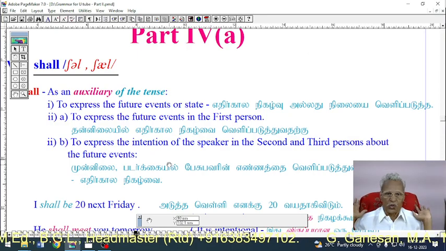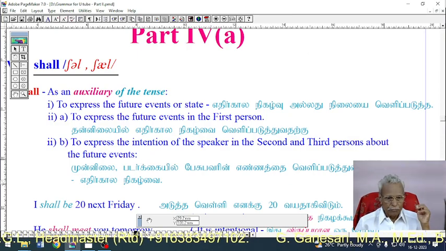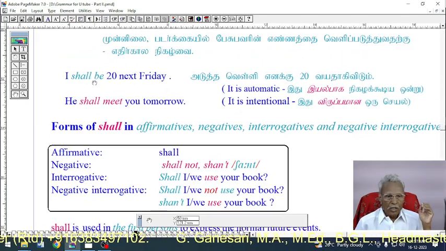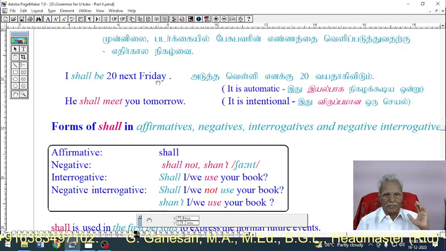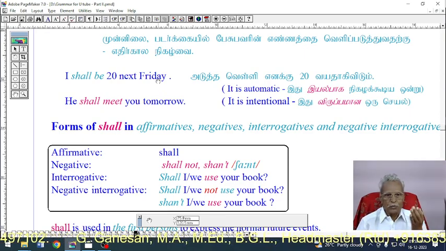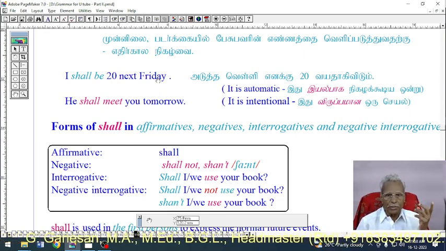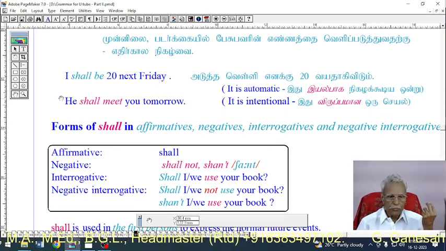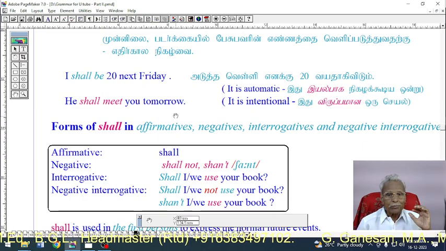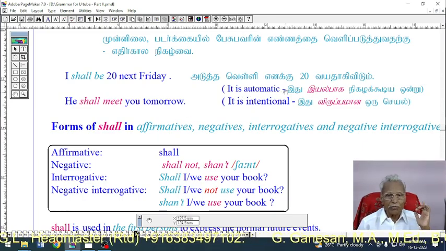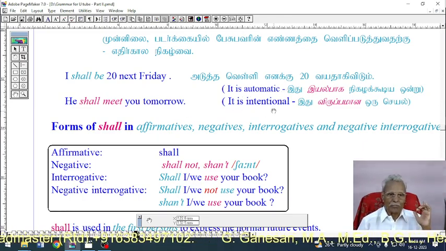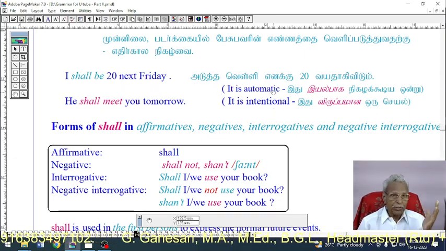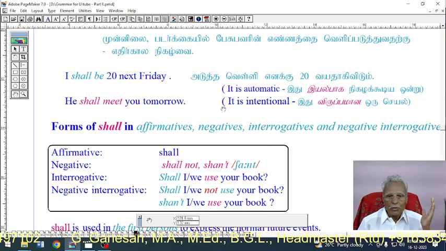All right, that's all. Let us see. I shall be 20 next Friday. First person. The following Friday, I shall be completing 20. He shall meet you tomorrow. Here it is the automatic events, but here it is intentional. I shall be 20 next Friday, it is automatic, but he shall meet you tomorrow, it is intentional.